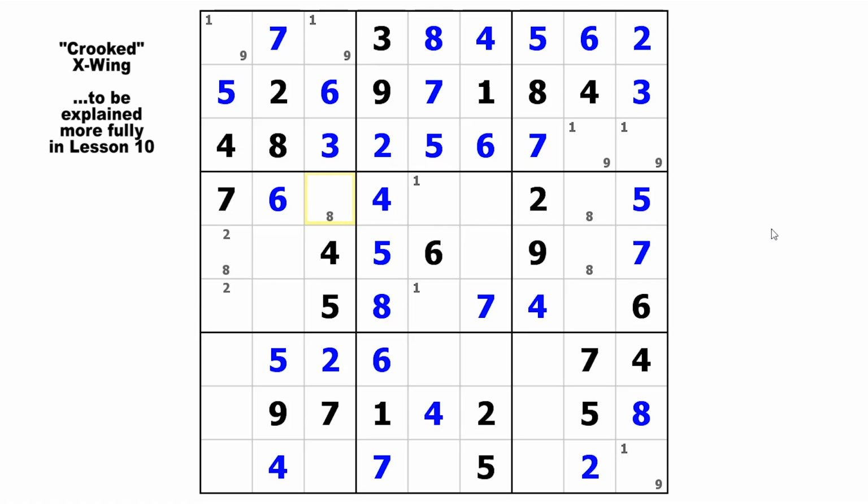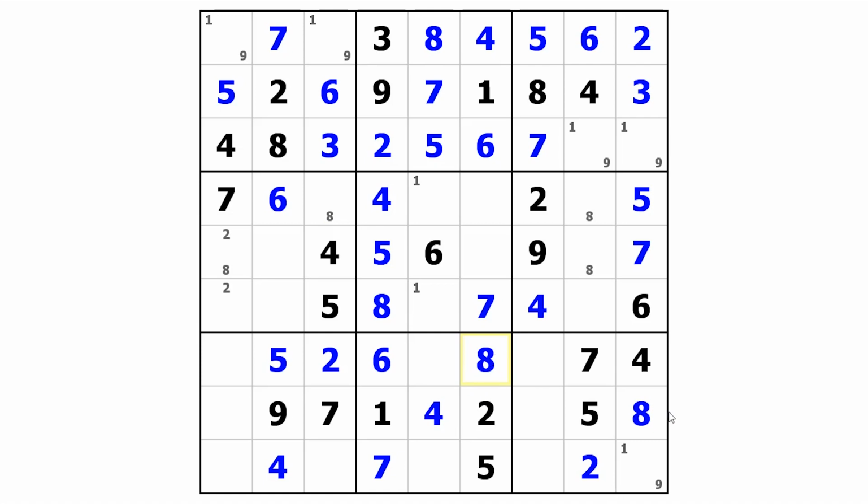But at this point, we don't know which ones are true or which ones are false. So let's keep going. Now, because of this 8 in column 4 and this 8 in column 5, there is only 1 place left for an 8 in block 8, and it's right there. So we can fill that in.